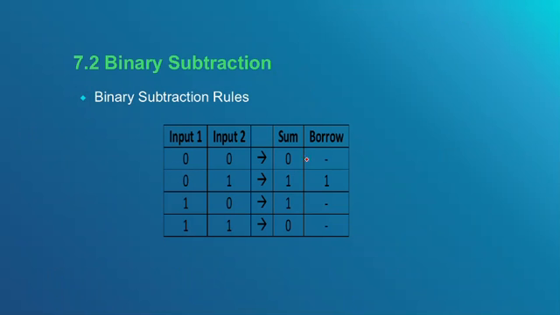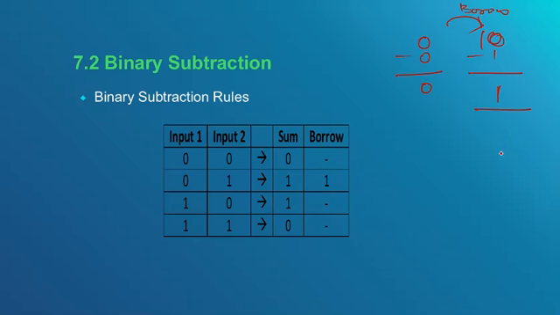So how do we subtract? If it is 0 minus 0, you will have 0. If it is 0 minus 1, what I have to do here is borrow 1. So it will borrow 1 over here, and it becomes 10 now. If you subtract 1 from 10, you will get 1 as your answer.